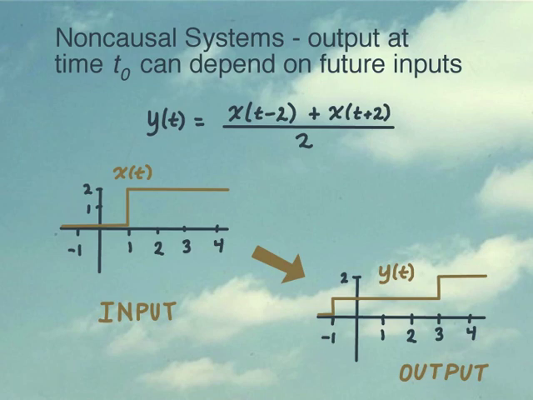It's saying the output at the current time is the average of the input at 2 seconds ago and 2 seconds in the future. So for example, if we put in the signal x of t, which is a step of height 2 occurring at time 1, then the output will start at time minus 1 because it is anticipating the input x of t increasing at time 1. By the way, this system is a moving average type system. It's just averaging 2 points, one 2 seconds in the future and one 2 seconds in the past.